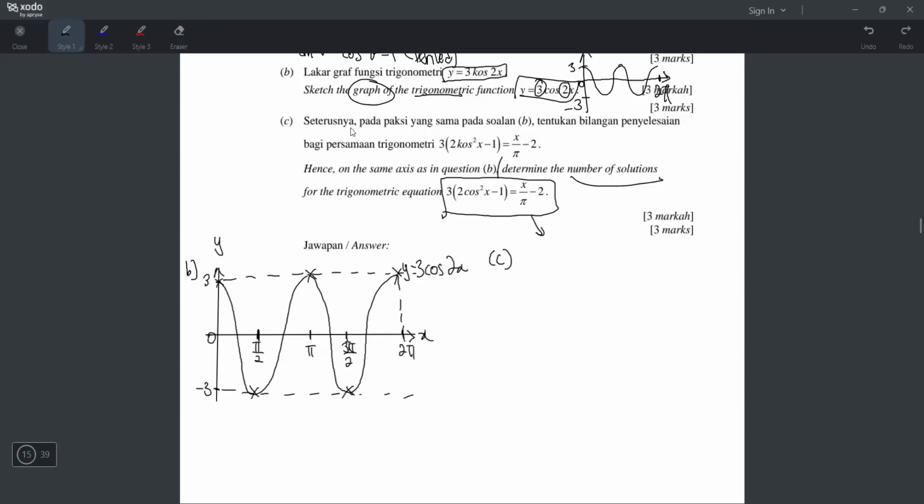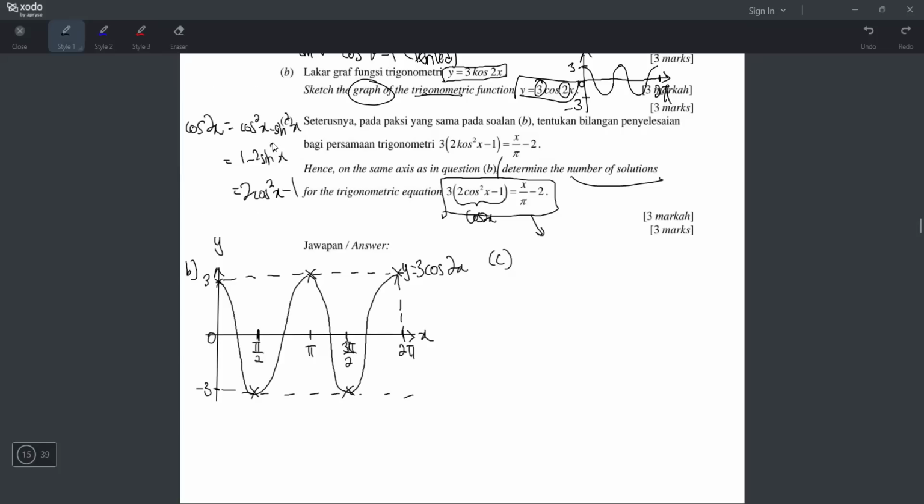Kebetulan I see that this thing, 2 cos square x minus 1, memang boleh tukar jadi cos 2x, because of the double angle formula. Because I already hafal the double angle. So what's the double angle formula? Cos 2x boleh tukar jadi cos square x minus sin square x, and then boleh tukar jadi 1 minus 2 sin square x, and boleh tukar jadi 2 cos square x minus 1 also. This is why I always ask my students to hafal.